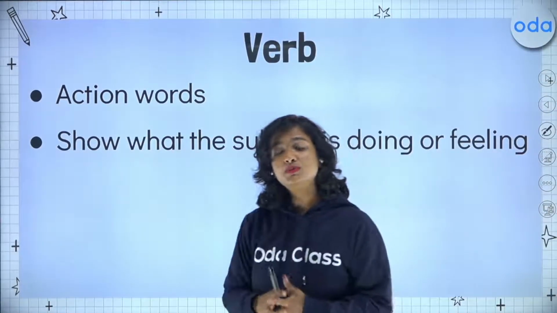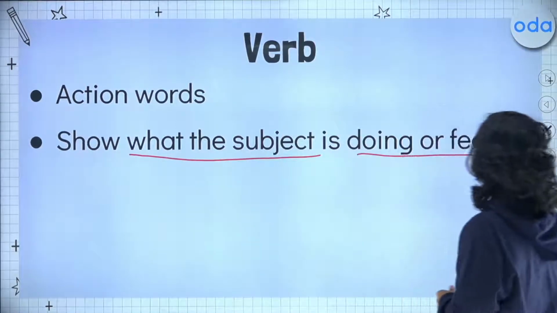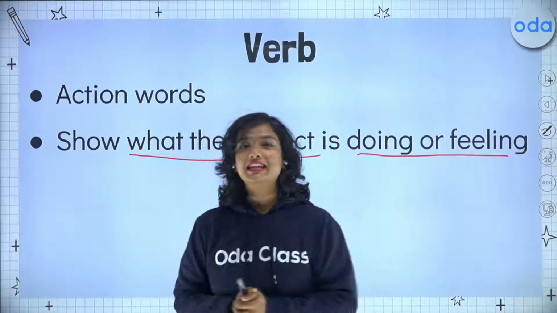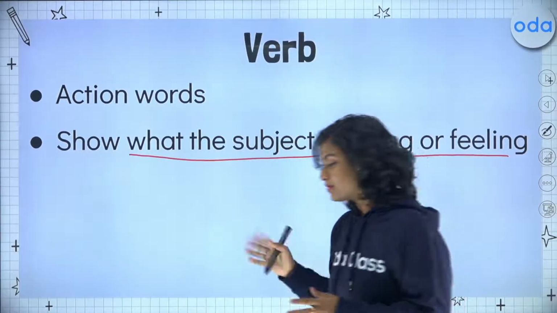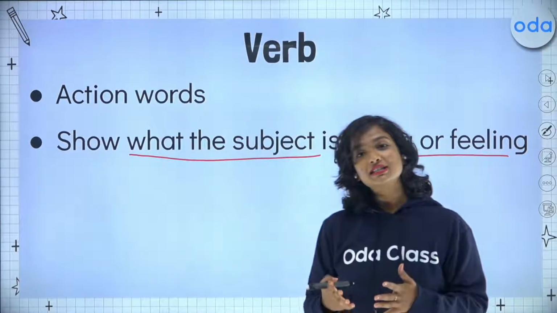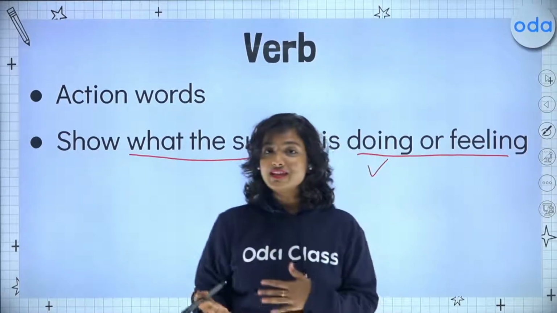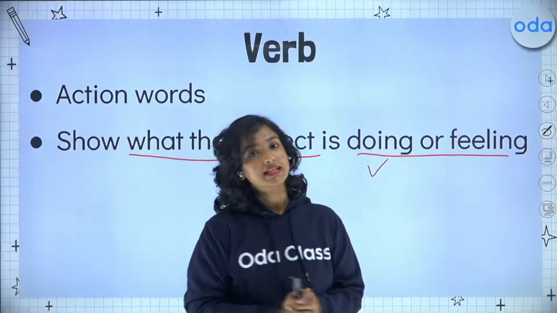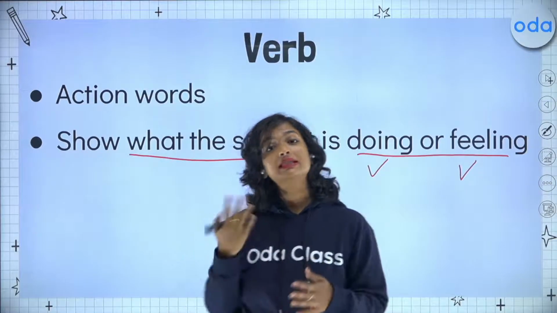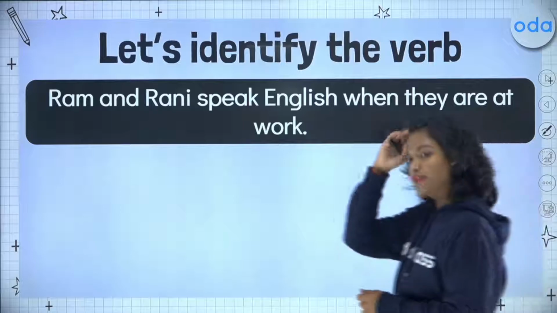So, what does the verb do in the sentence? It shows what the subject is doing or feeling. Students, doing or feeling brings us to an important point about verbs, which is that verbs are action words, but these actions can be physical in nature, in which case we are doing some kind of action, or they could be mental in nature as well, in which case we are feeling something, right? It could be thinking, it could be feeling an emotion. All of these are still going to be verbs.